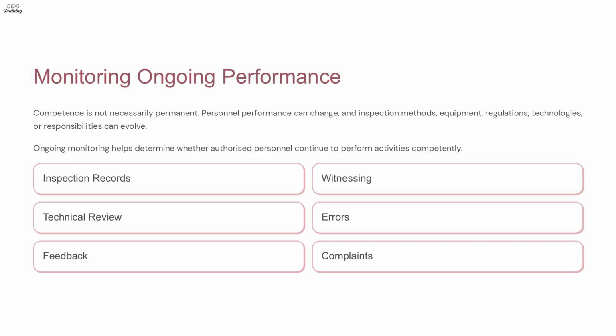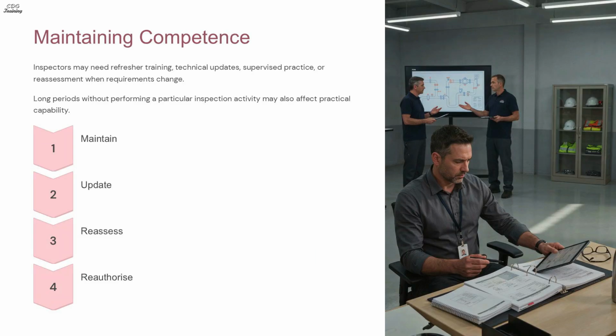Personnel performance can change, and inspection methods, equipment, regulations, technologies, or responsibilities can evolve. Ongoing monitoring helps determine whether authorized personnel continue to perform activities competently. Inspectors may need refresher training, technical updates, supervised practice, or reassessment when requirements change. Long periods without performing a particular inspection activity may also affect practical capability.